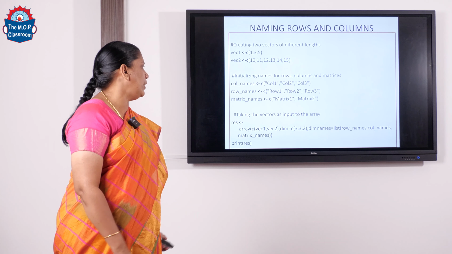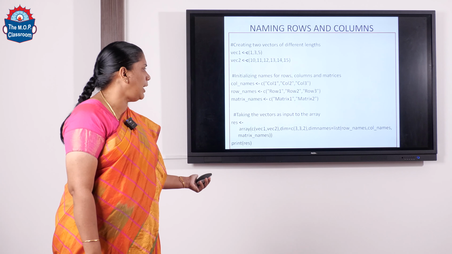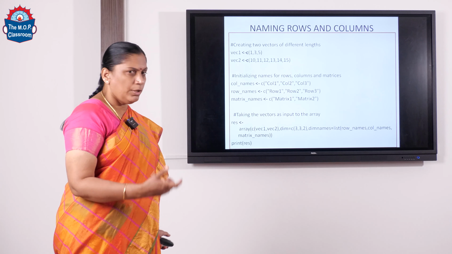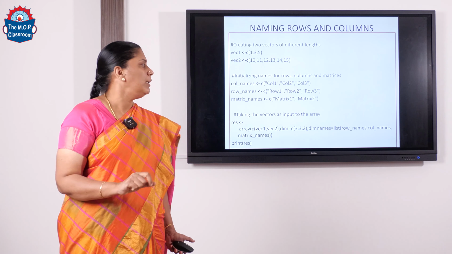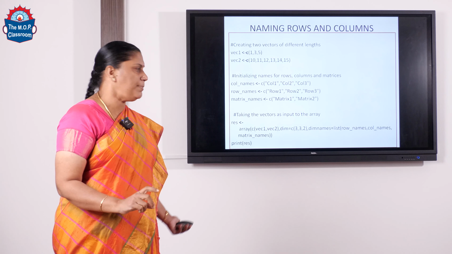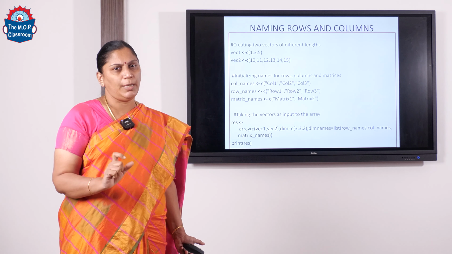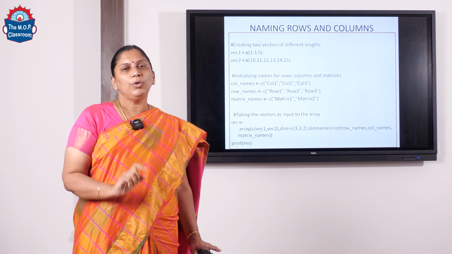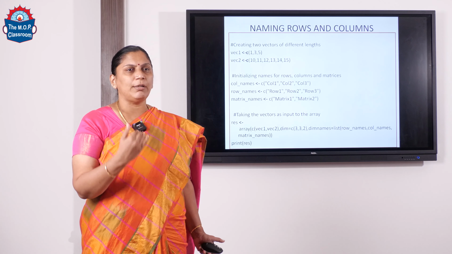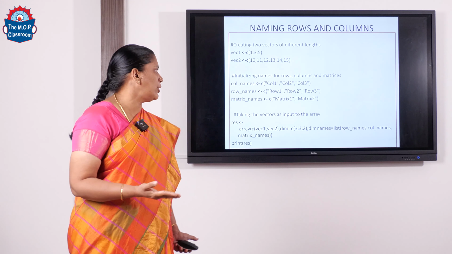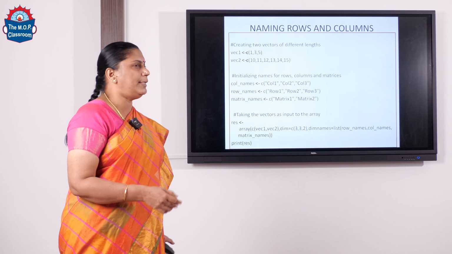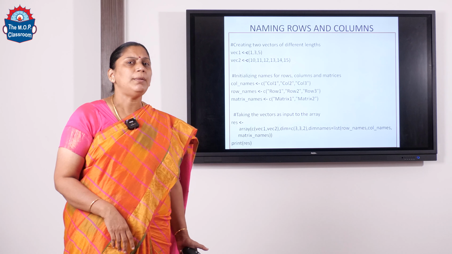So what we are going to give here is dimnames is equal to list of, what is the first, row names? Row underscore names, col underscore names, matrix underscore names. Already we have saved the names for row underscore names as row 1, row 2 and row 3. So that will be substituted there. Similarly, for column names we have given col 1, col 2 and col 3. And for the matrix names we have given matrix 1 and matrix 3.